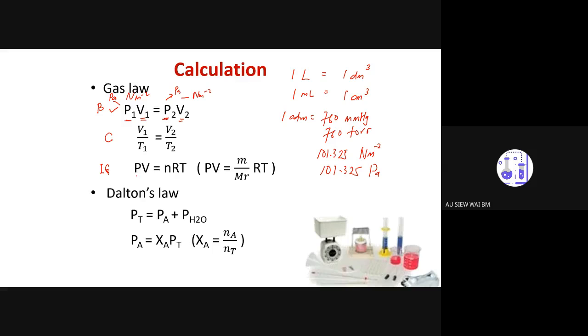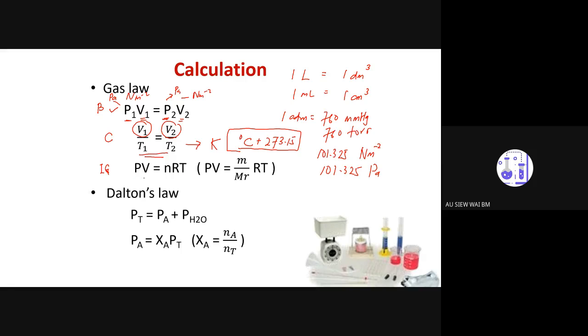After that, we have the ideal gas law. Charles's law first. For Charles's law, V1 over T1 equals V2 over T2. So this one is also the same. V1 and V2 can be in any unit, as long as both volumes are in the same unit. But T1 and T2 must be in Kelvin. It's not any unit. T must be Kelvin. You know how to change to Kelvin? Yes. Remember that T must be Kelvin, not any unit.